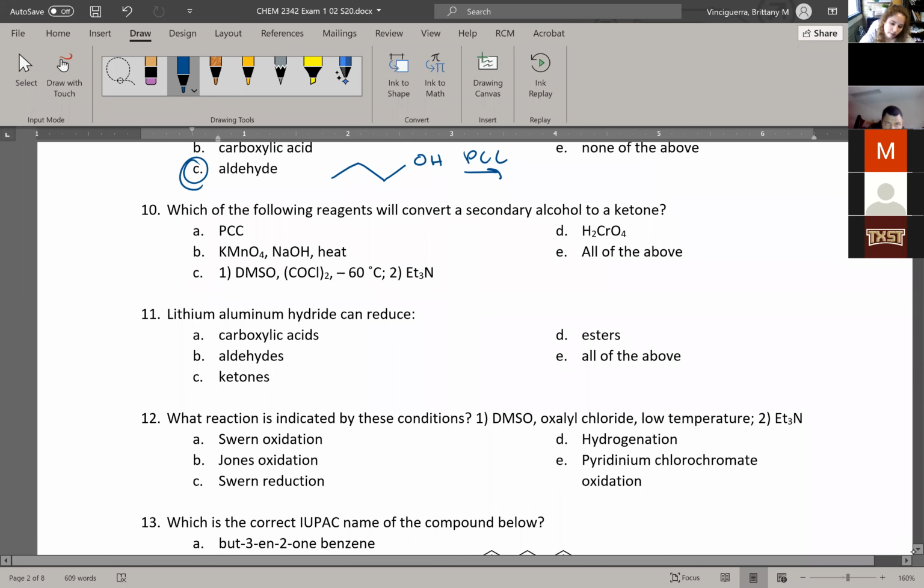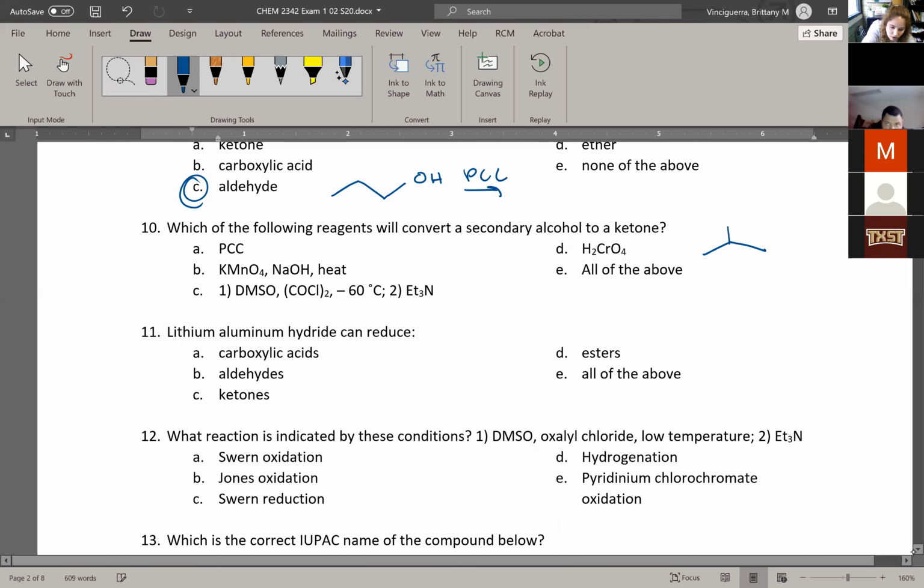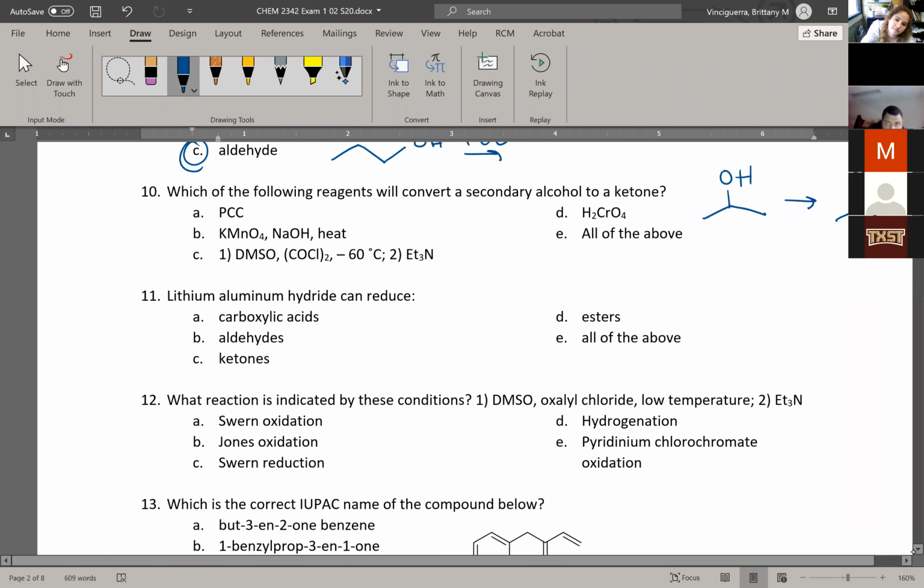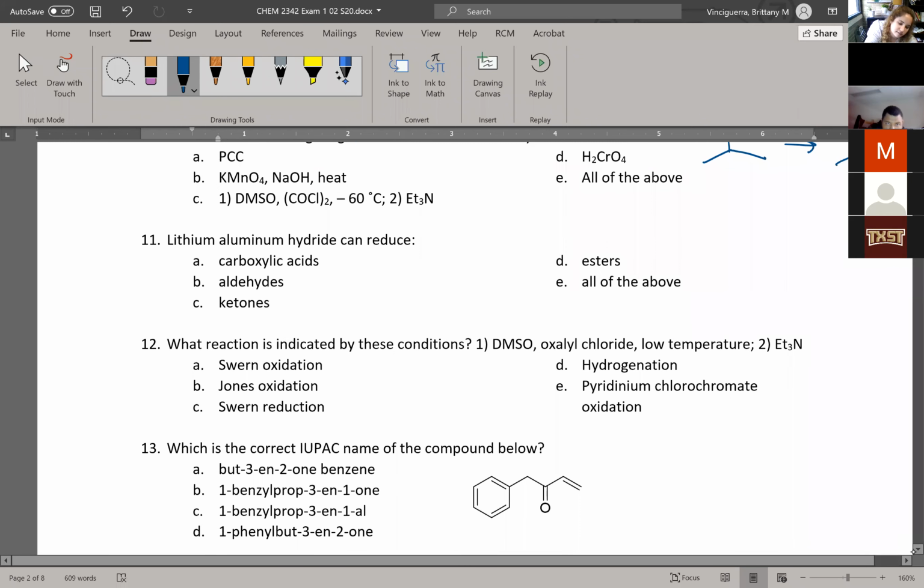Okay, same thing here. If you can't come up with the answer in your head, draw out the secondary alcohol, draw out the ketone, and then think about it. I'm not going to give you the answer to this one because I think you guys can come up with that one pretty easily. I also like to ask this type of question. Notice these are all conceptual.